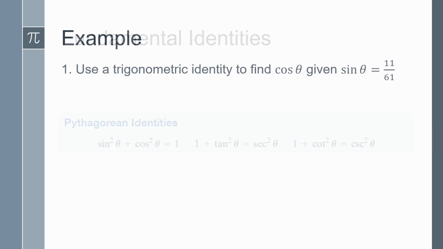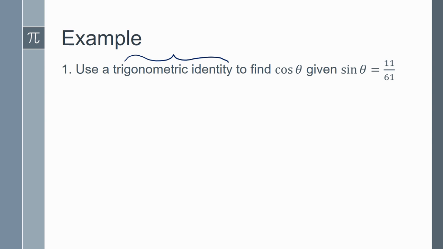All right. So let's use those identities and let's look at this example. It says use a trig identity to find the cosine of theta given that the sine of theta equals 11 over 61. Okay, so if it's asking for us to use a trig identity, we've talked about 3 of them. We've talked about reciprocals. We've talked about quotients. And we've talked about Pythagorean identities.